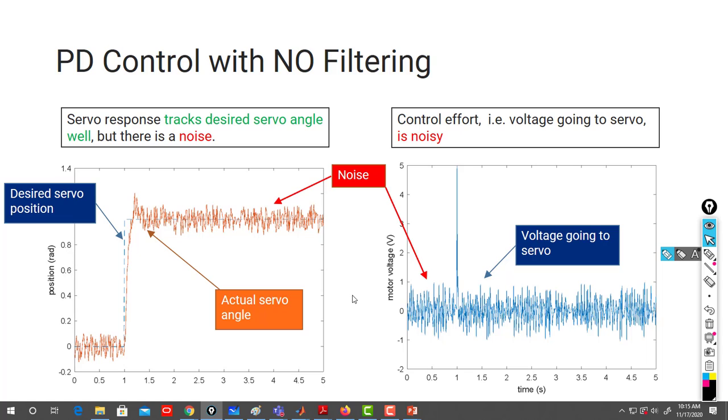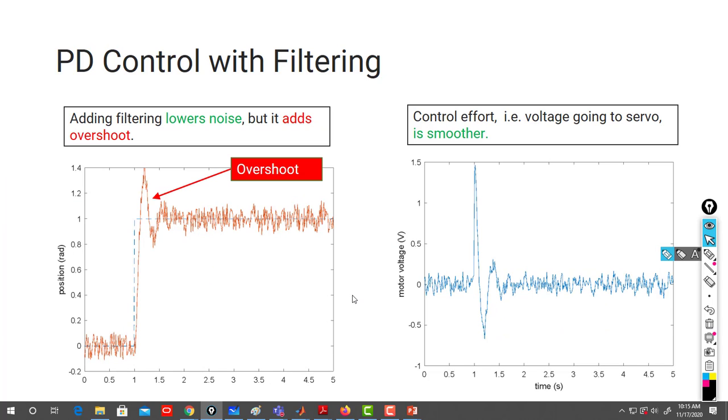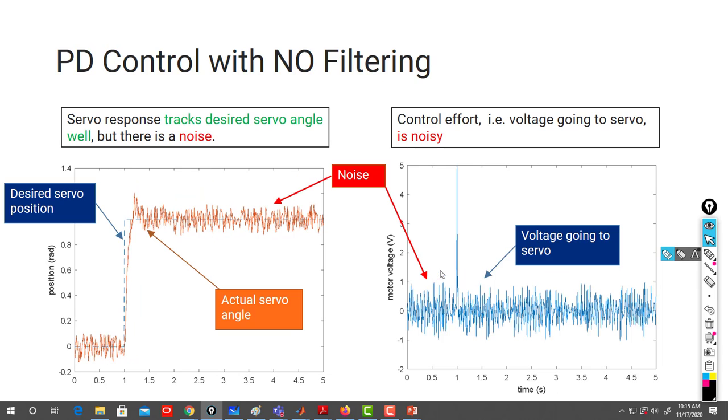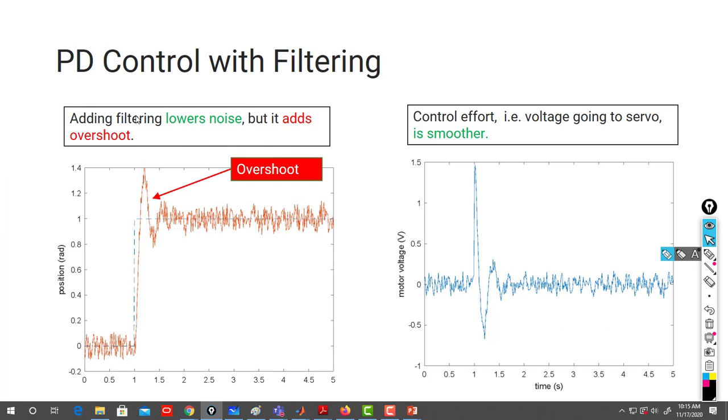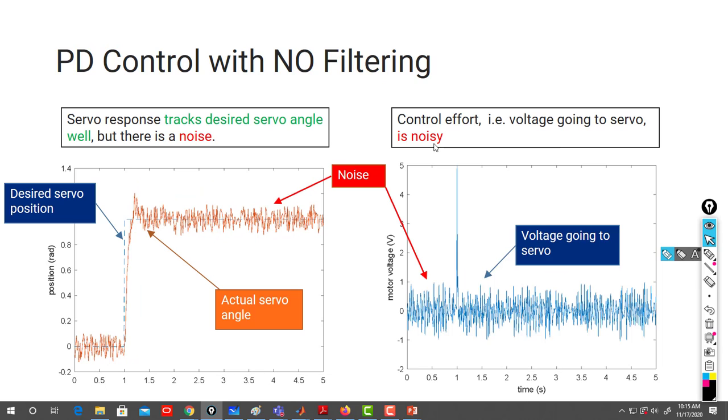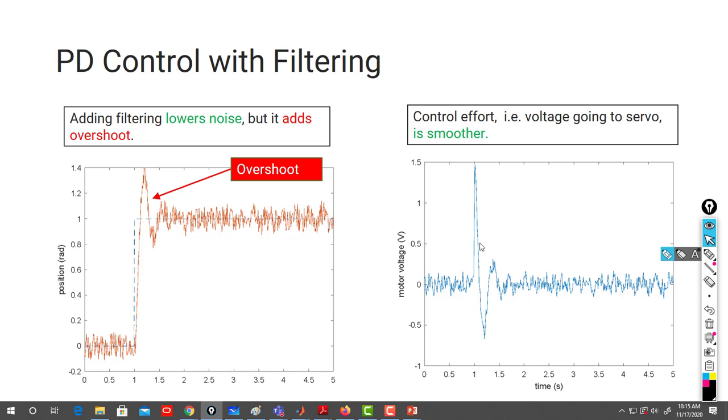What happens when I add a filter? Still noisy, but not as much. Adding a filter lowers noise, but it doesn't eliminate it. If you look at the noise here, for example, it's clearer compared to here with no filter, here with filter. So I'm filtering the noise, lowering it, but it adds overshoot. So look at your system now when I added filtering; that's the effect of the filter. The control effort going to the servo is smoother now. It's not as noisy as without the filter.